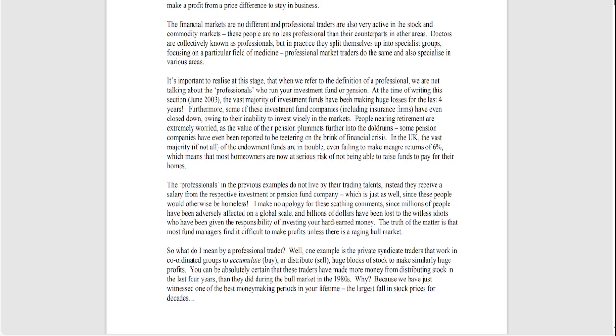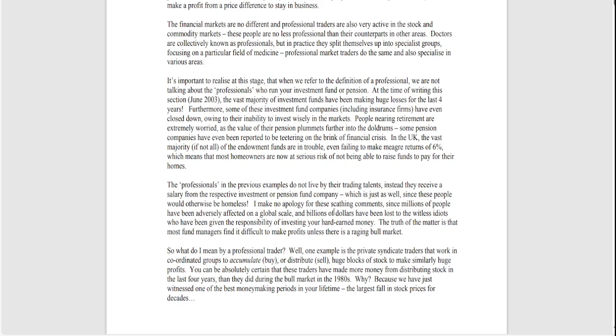Then who are the professionals? The professionals in the previous example do not live by their trading talent. Instead, they receive a salary from an investment, pension or fund company. Yes, they are traders, but they have a salary. They are not relying on their trading talent. So how can they trade the market and give you profits? These people would otherwise be homeless. So they are not the smart money.